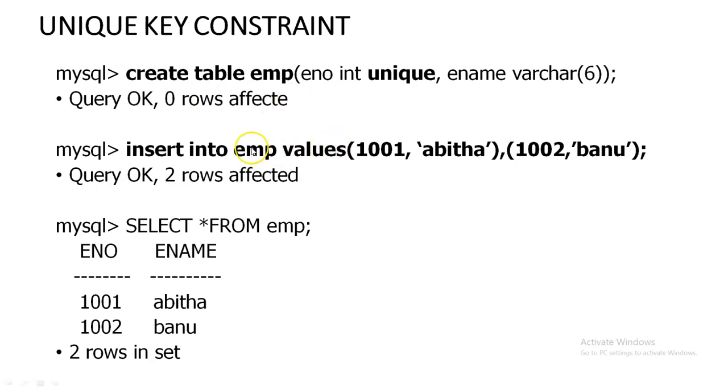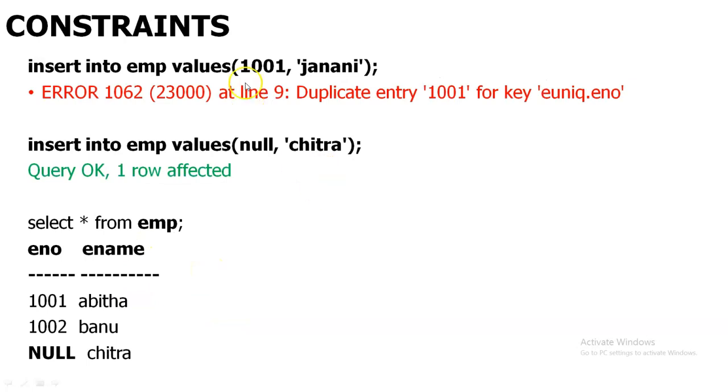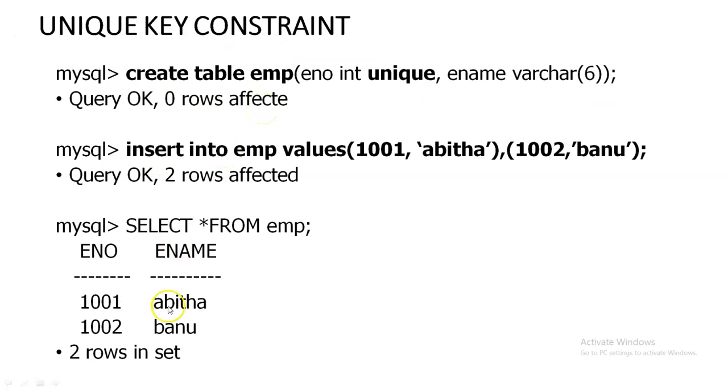In the second query, insert into employee, the table name employee, the values are 1001 Abhita, 1002 Banu. Here our unique attribute is the employee number. The first value is 1001 and the second value is 1002. So both are unique values that have been inserted into our table. This is the existing table with the employee numbers 1001 and 1002.